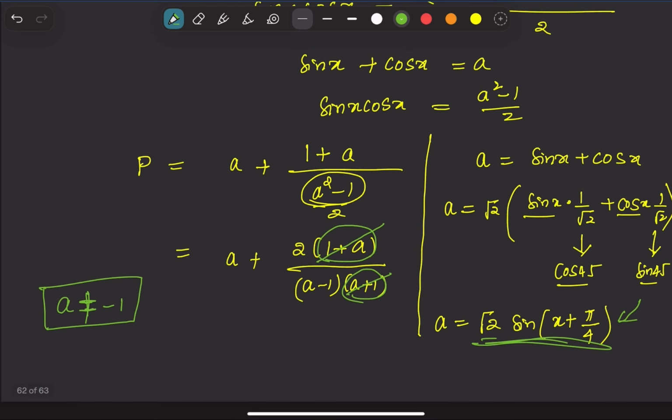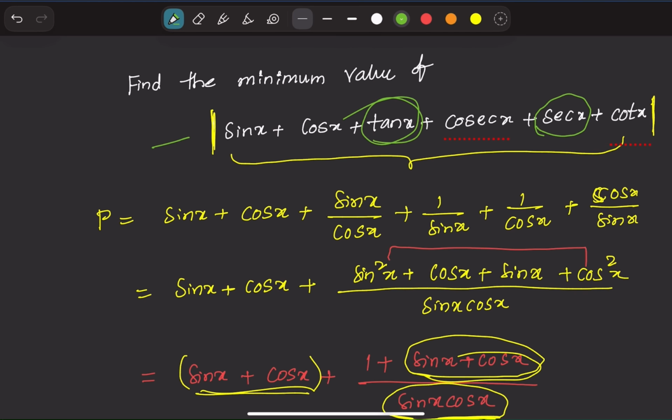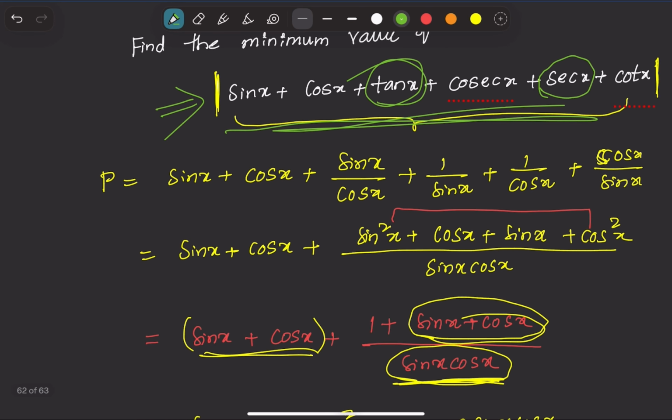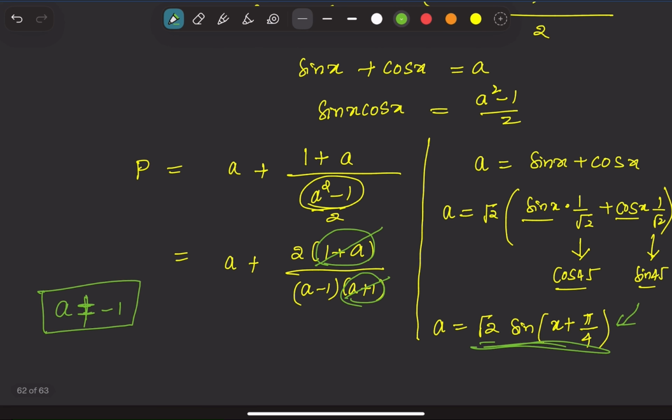Alright. So in order to find the minimum value, that minimum value has to be finite. But if you take A is equals to minus 1, this value approaches infinity. So the problem statement becomes redundant. Hence, we should not have A is equals to minus 1.